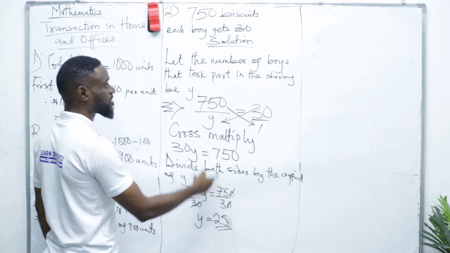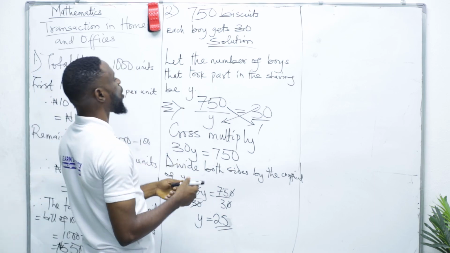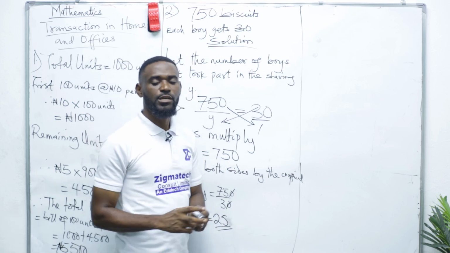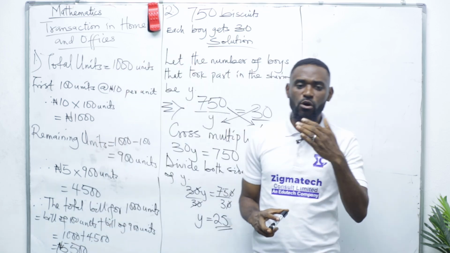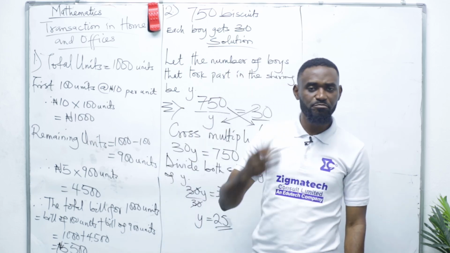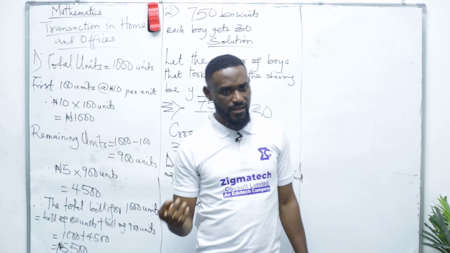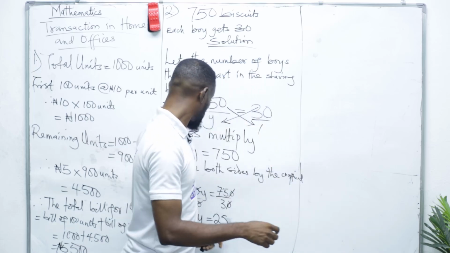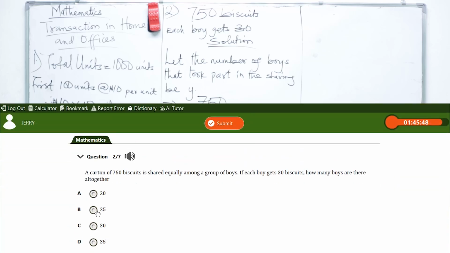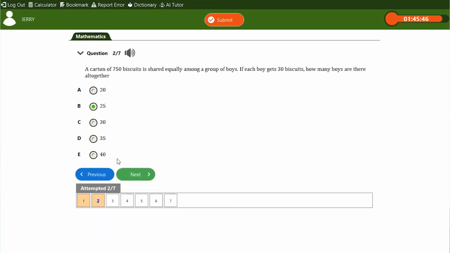What does Y represent? Y represents the number of boys that took part in the sharing. All right? So we say that the number of boys that shared 750 biscuits is 25 boys. So the option is option B. Option B is the correct option. All right. Let's move to the next one.